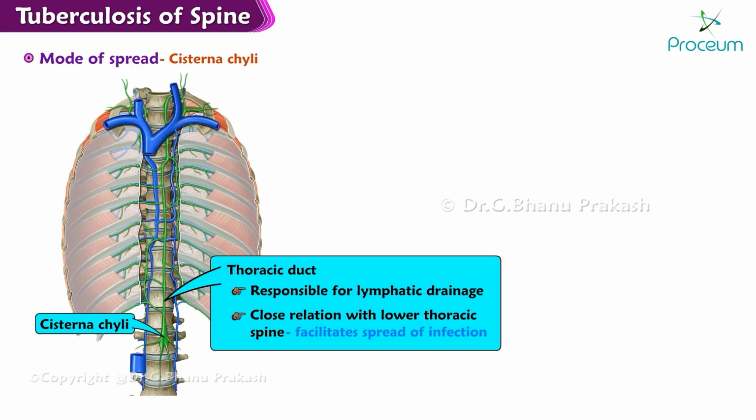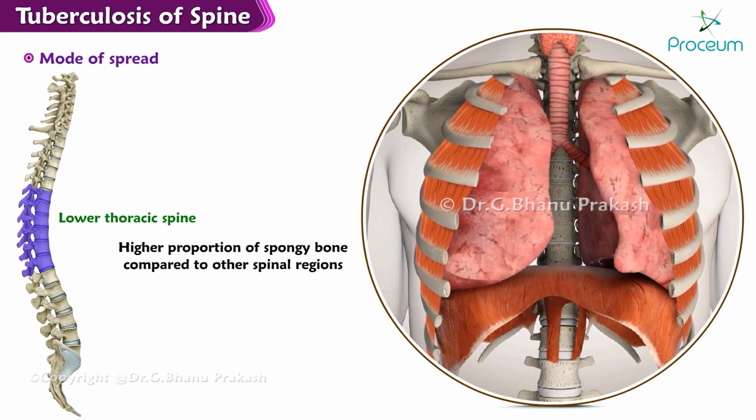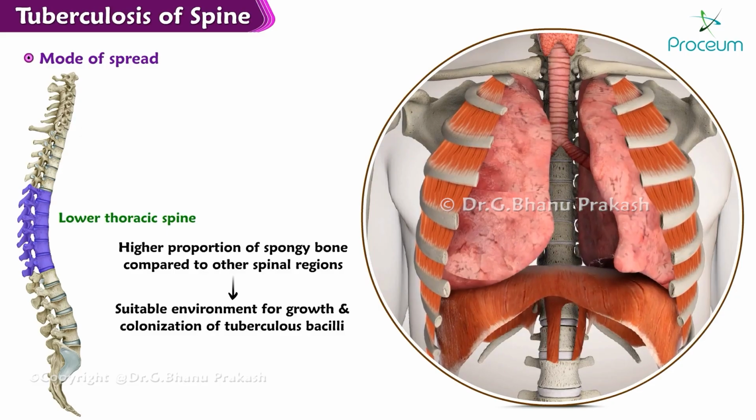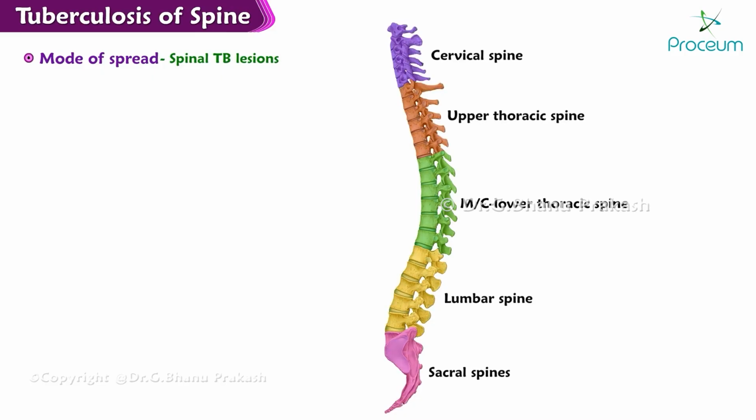Continuous movement with respiration. The lower thoracic spine experiences continuous movement with respiration, aiding in the dissemination of infectious agents. More spongy bone. The lower thoracic spine has a higher proportion of spongy bone compared to other spinal regions. This spongy bone provides a suitable environment for the growth and colonization of tuberculosis bacilli. Spinal tuberculosis lesions are most commonly found in the lower thoracic spine, followed by the upper thoracic, cervical, lumbar, and sacral spines. Several factors contribute to the high prevalence of lesions in the lower thoracic spine.